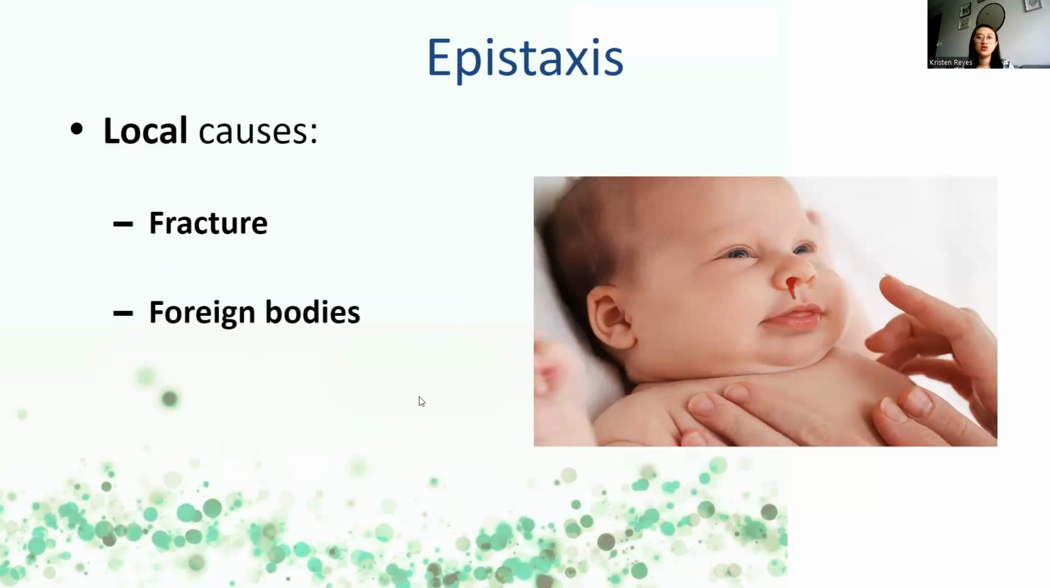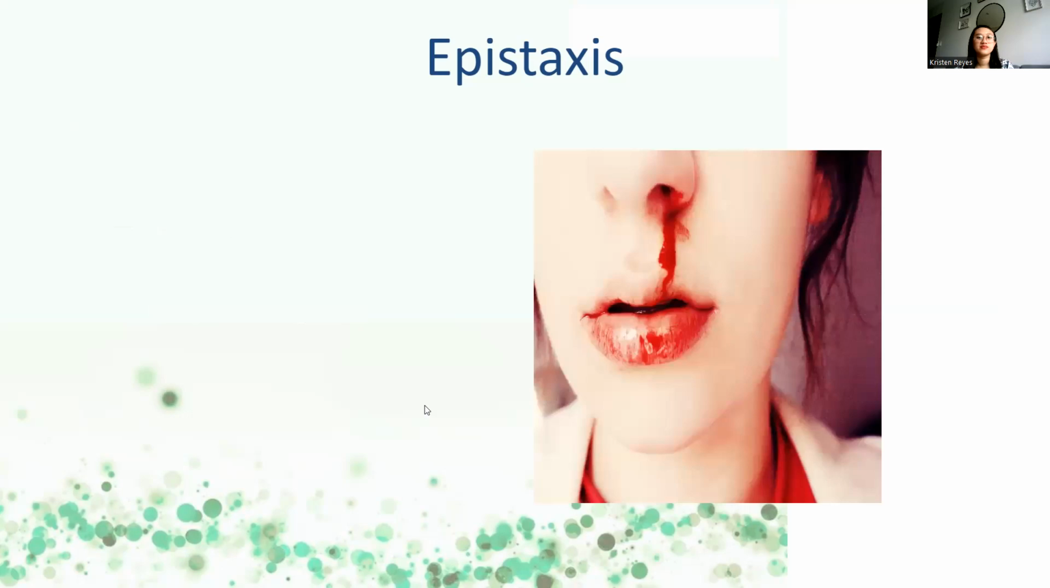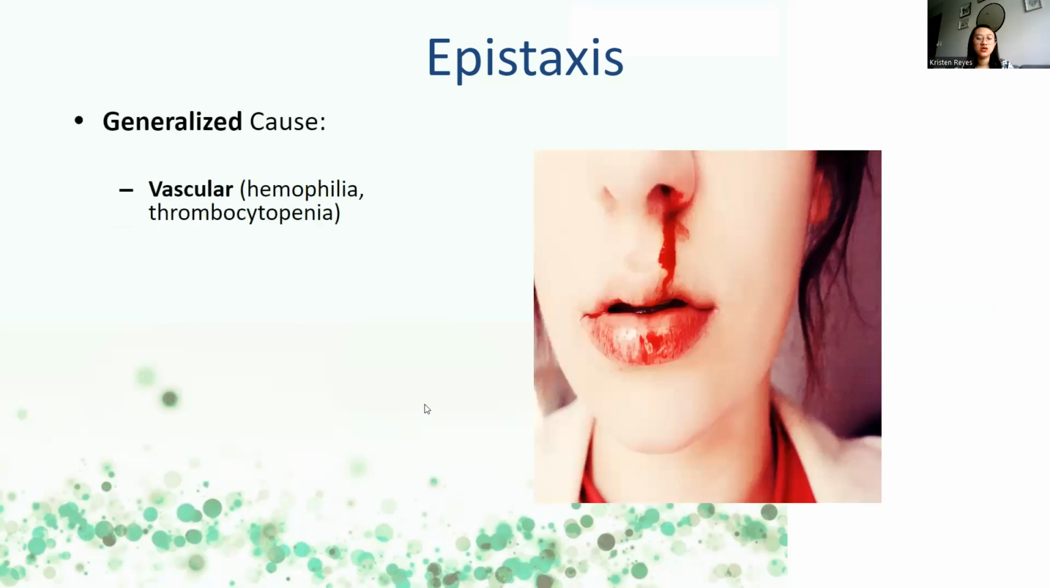If you have fracture in the nose, for example, na pagsuntukan ka. Yan. There is foreign body, which is very common in toddlers, no? Yan. Generalized cause, if you have problems in your blood, no? If you have low platelets, okay, if you have problem in blood clotting, no? So of course, that can cause epistaxis, such as in hemophilia and thrombocytopenia. Thrombocytopenia meaning low platelet, okay, which main function is for the blood clotting.